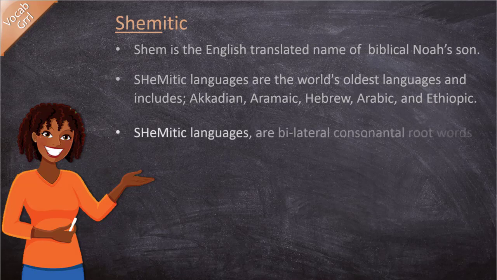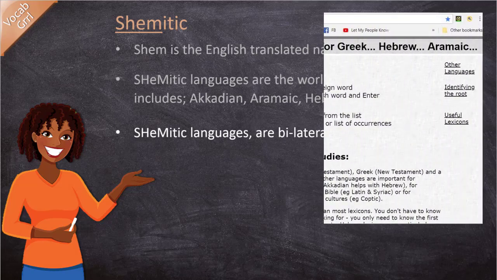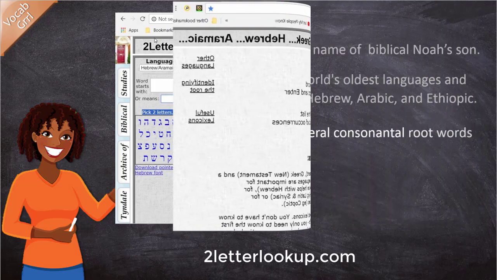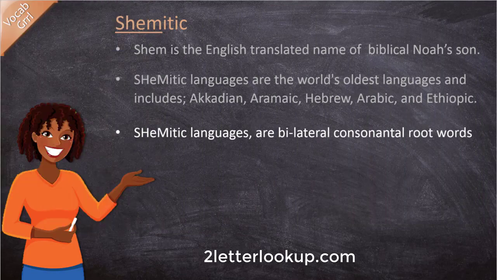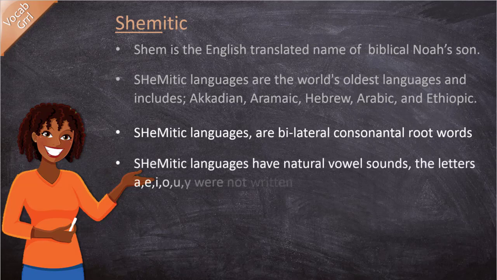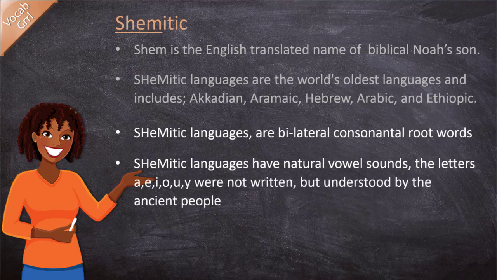Shemitic languages are bilateral consonantal root words, which means you only need to know the first two consonants, which is the root, to look up vocabulary words when using a Hebrew Aramaic lexicon, which is a language dictionary, such as the one I use at twoletterlookup.com. Lastly, though Shemitic languages have natural vowel sounds, the A, E, I, O, U, and sometimes Y were not written but understood by the ancient people.